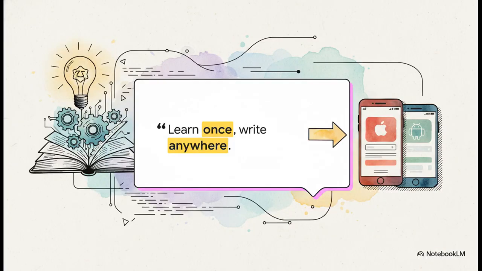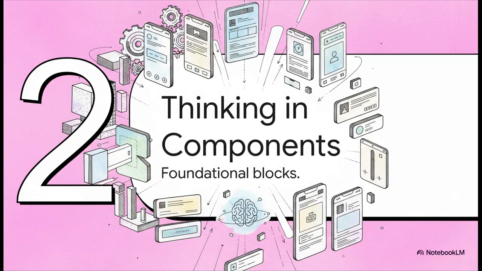And this quote, this just sums up the whole philosophy perfectly. Learn once, write anywhere. Think about that. Instead of having to become an expert in two totally different worlds, you just focus on one set of skills, and then you can push your creation out to both of the major app stores. It's a game changer. Okay, so how do you actually do it? How do you start building with this thing?